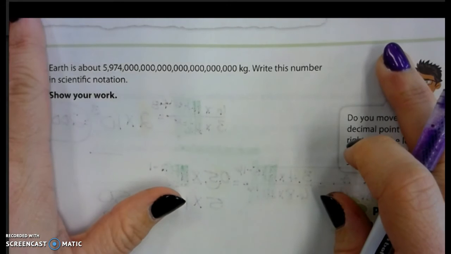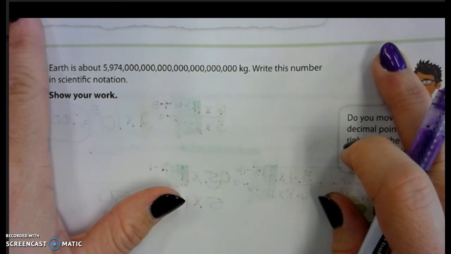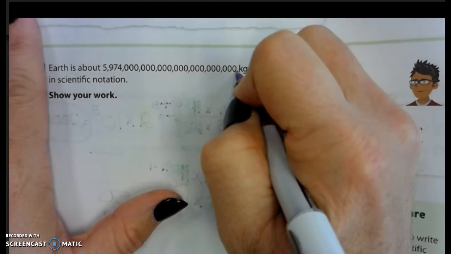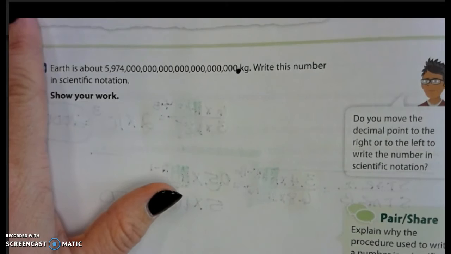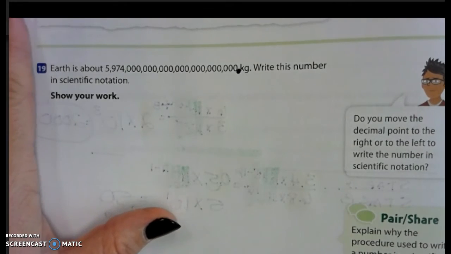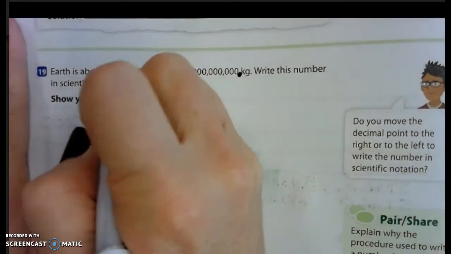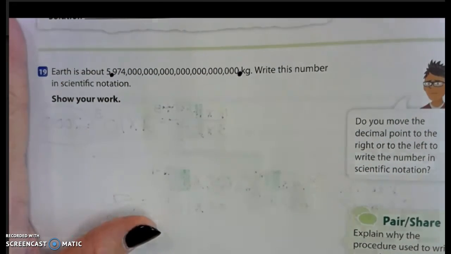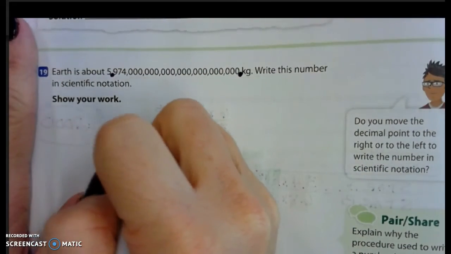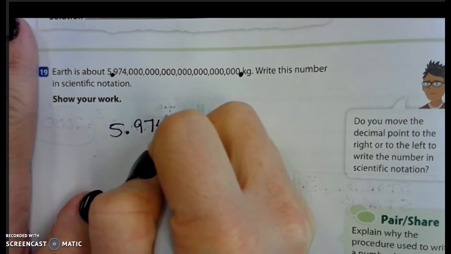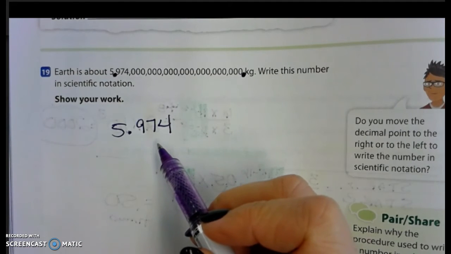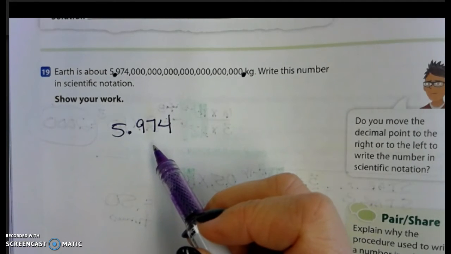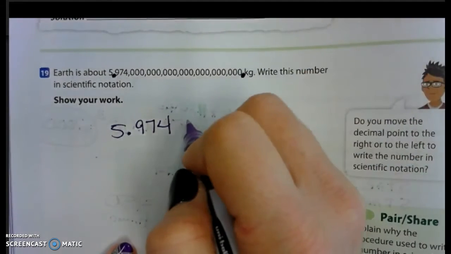Now, what I need you to understand is if a number does not have a decimal point, it has an implied decimal at the end. We have to make the constant be between 1 and 9. So I need to move my decimal between the 5 and the 9 so that it becomes 5.974. Now, I do have to show the 9, the 7, and the 4 because they are important. They're significant. Whereas all of those zeros at the end can be dropped off because we're going to represent those with a base 10.